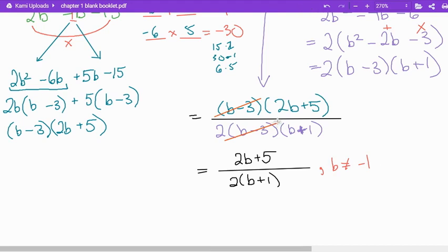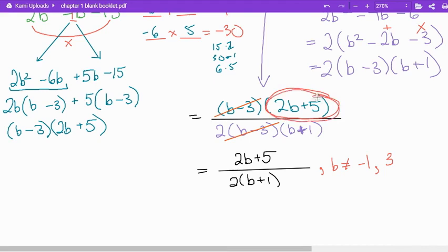Okay, now, do I give a restriction for b minus 3? Yes. Because at some point, b minus 3 was in the denominator. So for this binomial, what is it that b cannot equal to? Okay, b minus 3. So if b was a 3, 3 minus 3 is 0. So -1, 3.